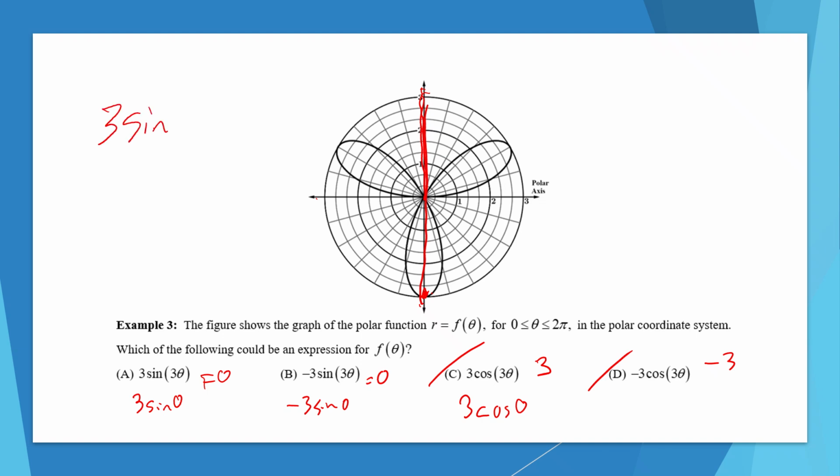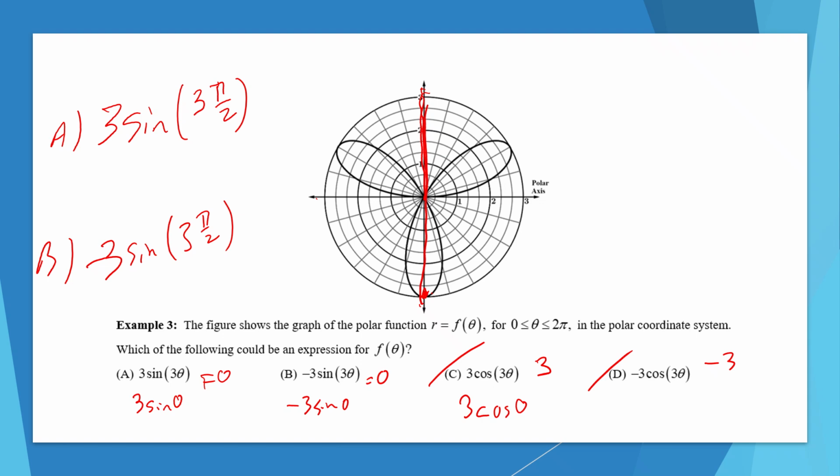So 3 sine of 3 times pi over 2 is our A. And then for B, if we test it out, negative 3 sine of 3 times pi over 2. Sine of 3 pi over 2 is negative 1, so A should be 3 times negative 1, and B would be negative 3 times negative 1, which would be 3. We want negative 3 as our answer, and so we are going to circle A as our correct answer for this one.